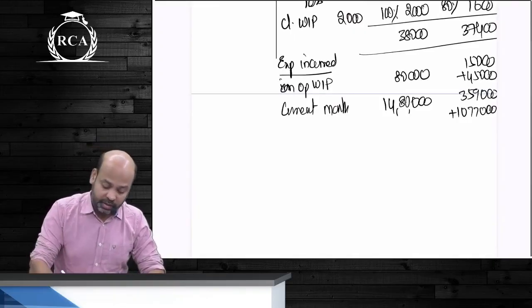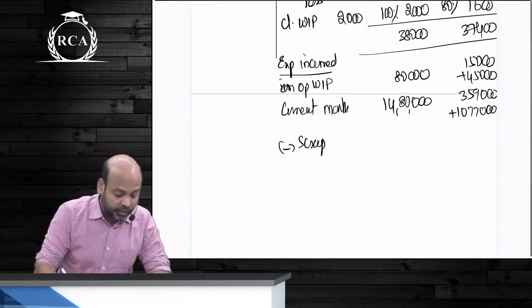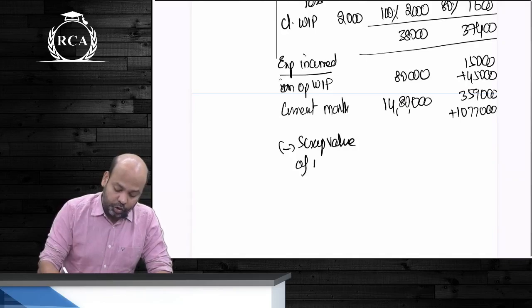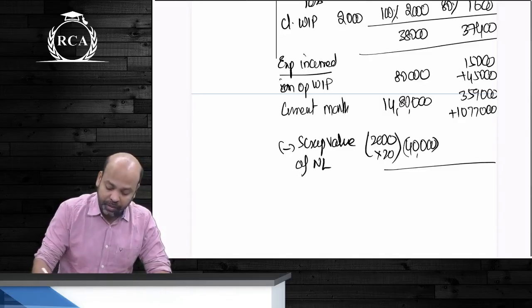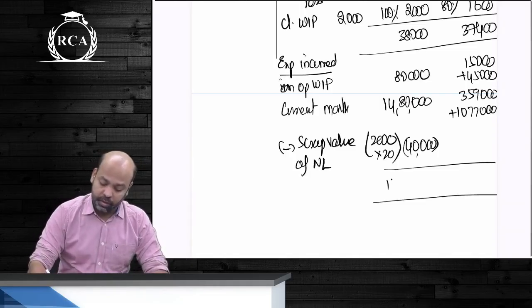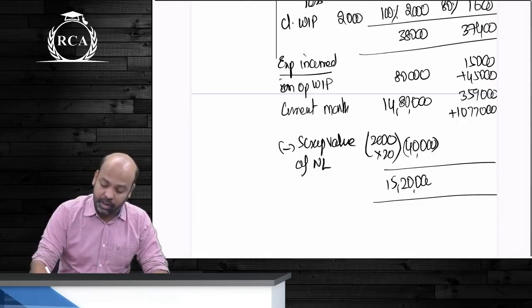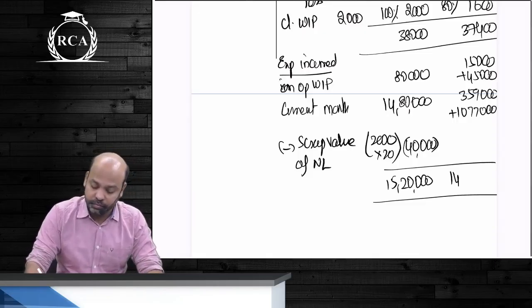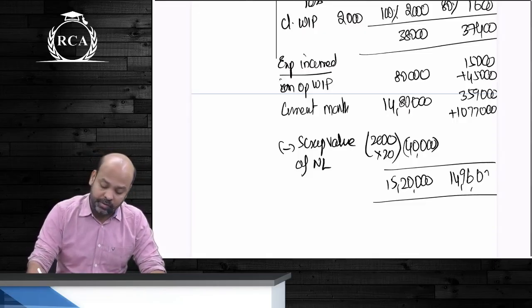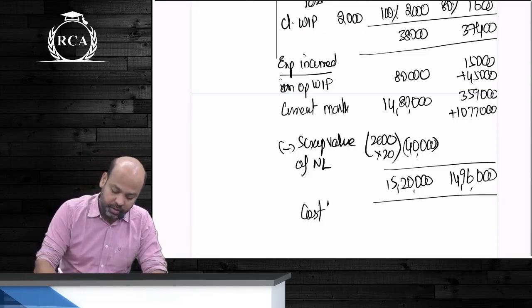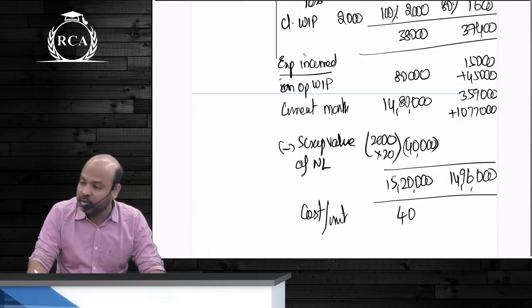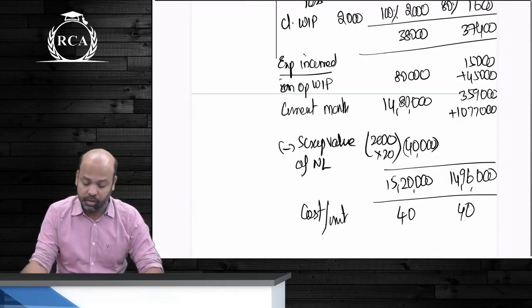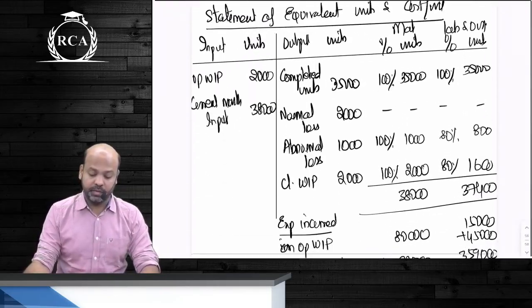So we are including both the work that was performed in the previous month and the expenditure that was incurred, guys. How much is the scrap value of normal loss? You should only deduct the scrap value of normal loss. 2,000 units multiplied by 20. That is how much, beta? 40,000. How much will be your expenditure incurred? 15 lakhs 20,000 and 14 lakh. How much will be your average cost per unit? Exactly 40. 40 rupees and 40 again, beta. Copy, guys.